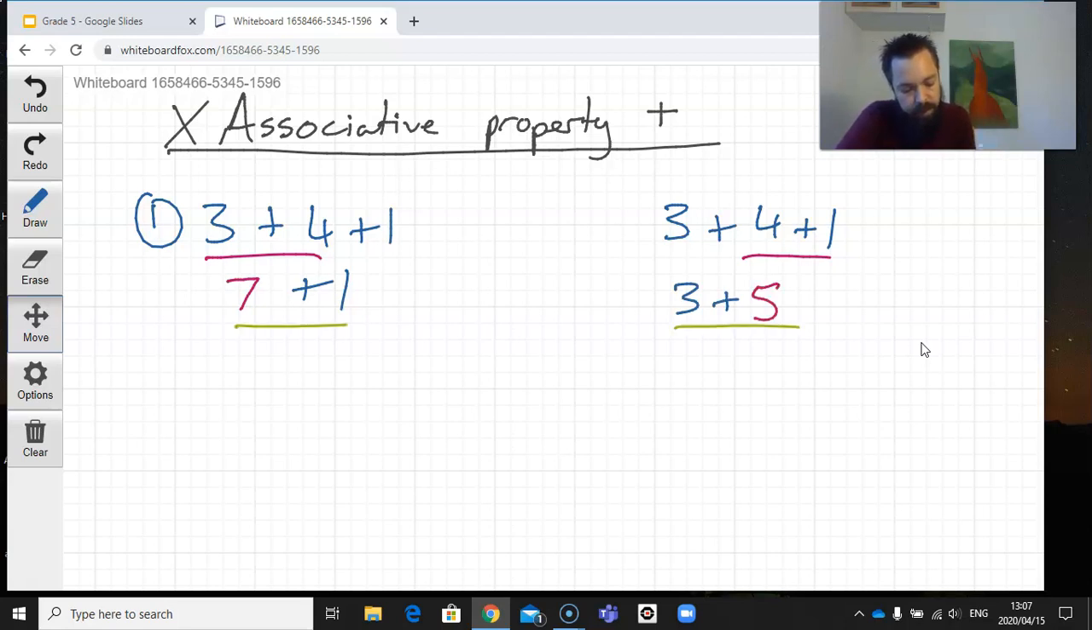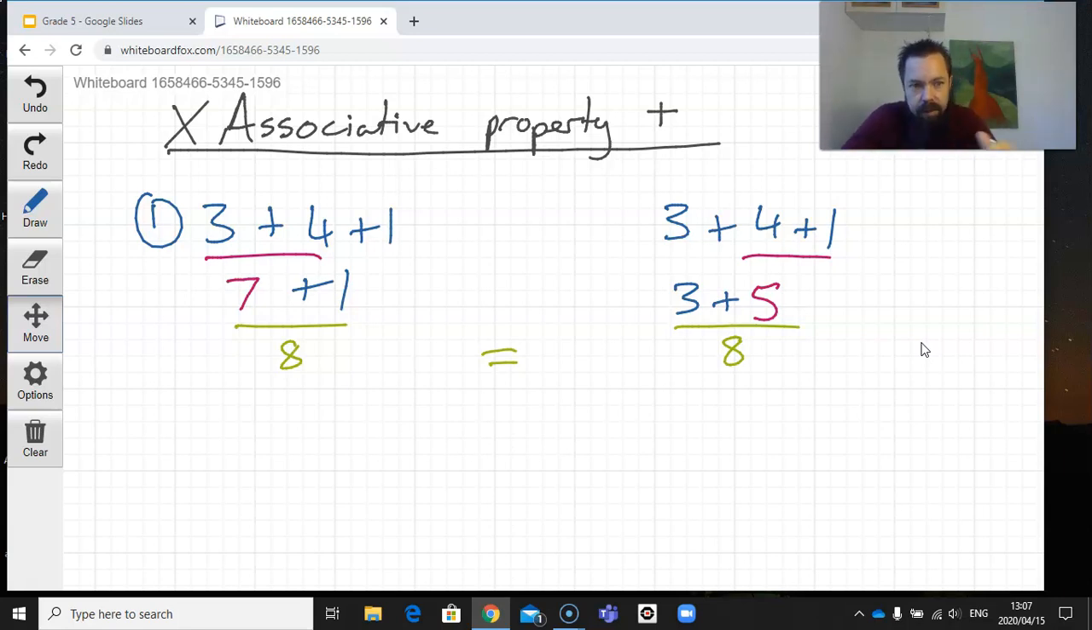Next up, I'm going to do the part I'm underlining. 7 plus 1 is 8, 3 plus 5 is 8, and you can see that those two are equal. That's what I mean by it doesn't matter which order you do it in. You can do it that way or the other way, and it will still get you the right answer.